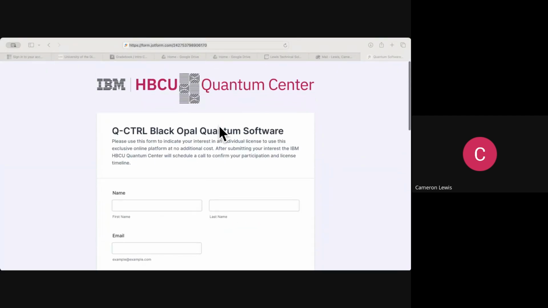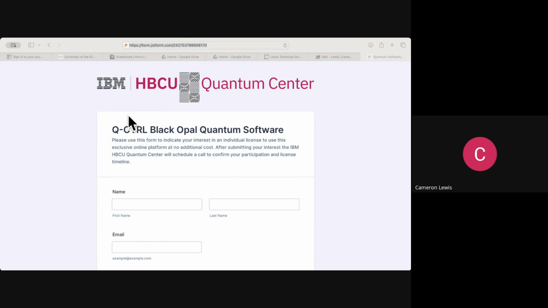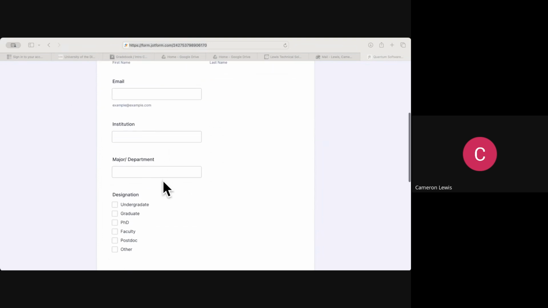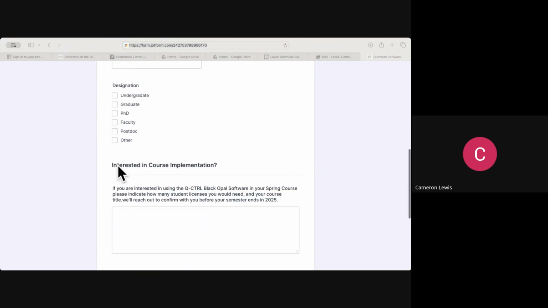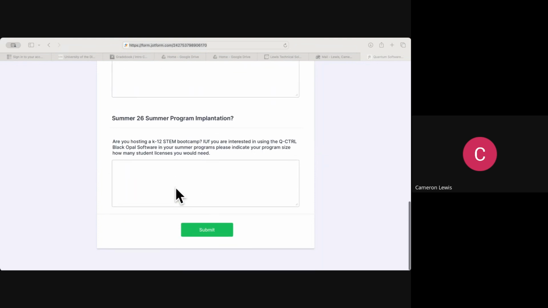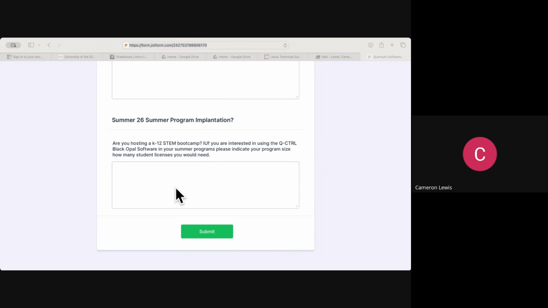This form right here is so we can use the Q Control software throughout our class. Put your first name, last name, your UDC email address, whatever major you are, and put undergraduate. Then just put in one for yourself, I need a license for myself. Ignore this other one or put NA. Submit this and then send me a screenshot on Blackboard that you completed it. Just do that before Wednesday. Okay?